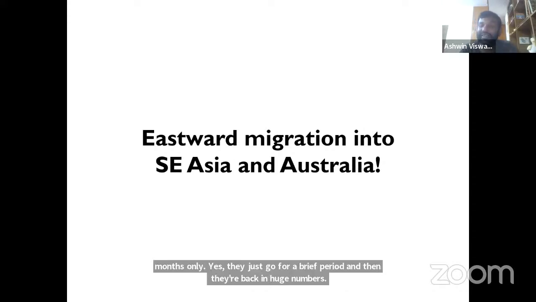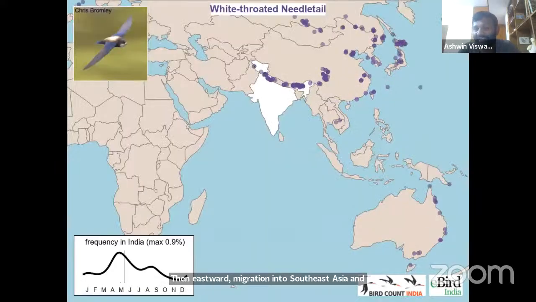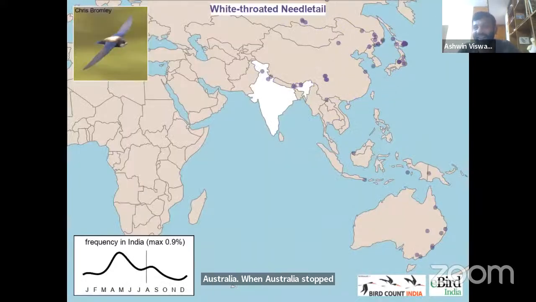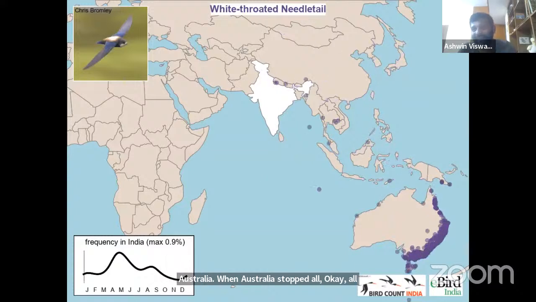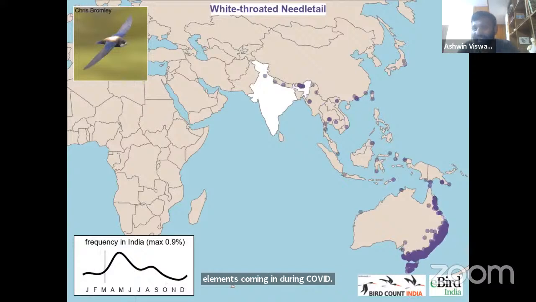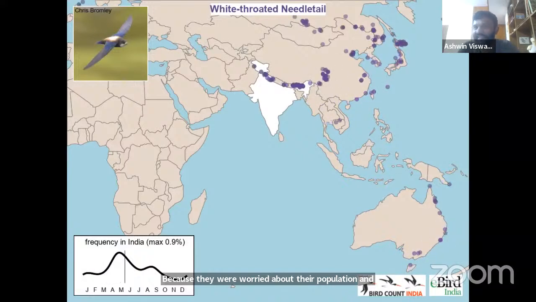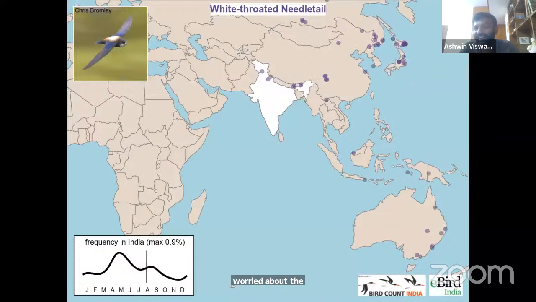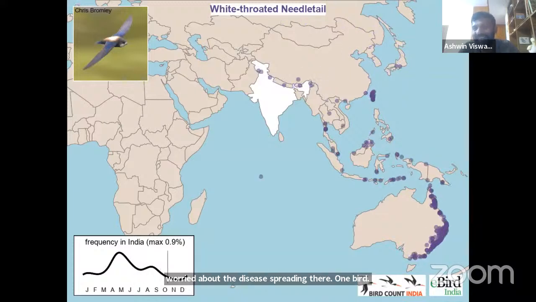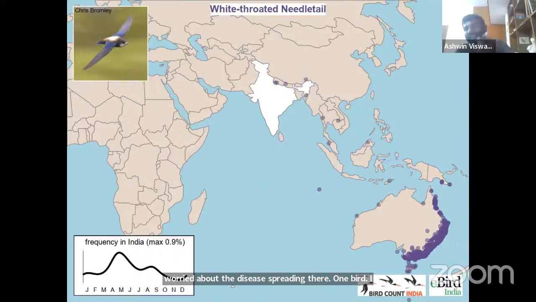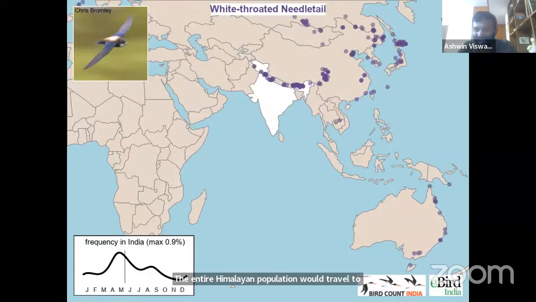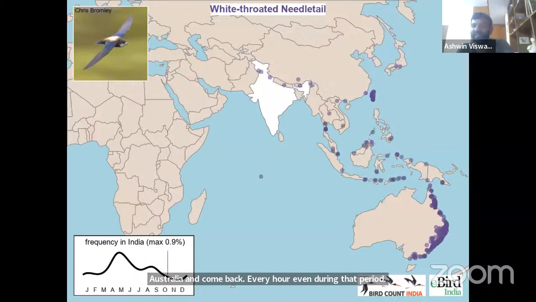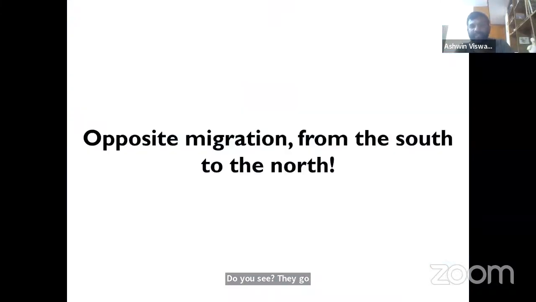Then eastward migration into Southeast Asia and Australia. When Australia stopped all living elements coming in during COVID because they were worried about their population and worried about the diseases spreading there, one bird, many birds, but at least this one bird, white-throated needletail, the entire Himalayan population would travel to Australia and come back every year, even during that period. So you see, they go eastwards. There are other birds also that do this.